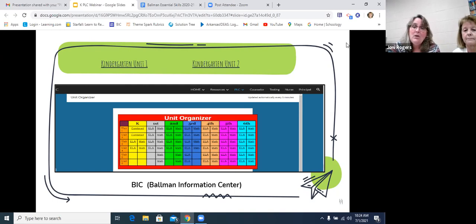But just because my curriculum guide says I need to be on this standard, on this page in math and this page in reading, I'm going to do what's best for my kiddos.